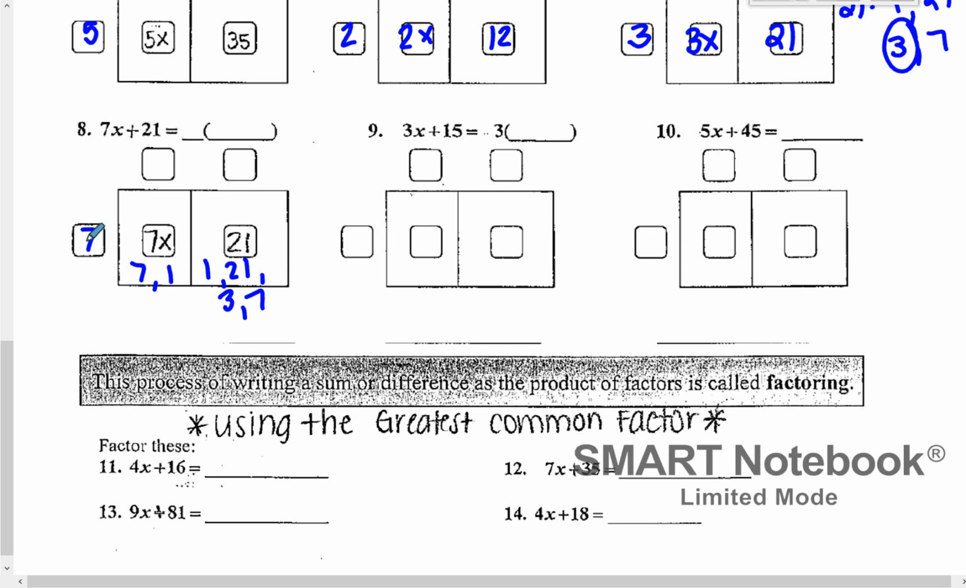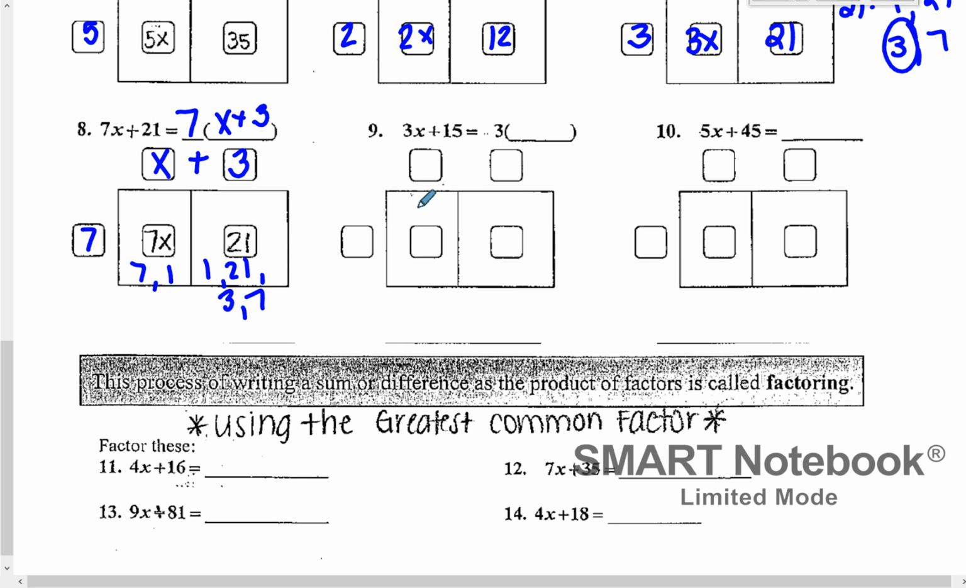We say 7 times what gives us 7x? That would be an x. And 7 times what gives us a 21? That would be a 3. Now when we write this, our greatest common factor, the number that we're pulling out of our two terms, is a 7. So we're taking 7 out, and then we have x plus 3 left over. Again, we can check. 7 times x is 7x. 7 times 3 is 21. We are good to go.